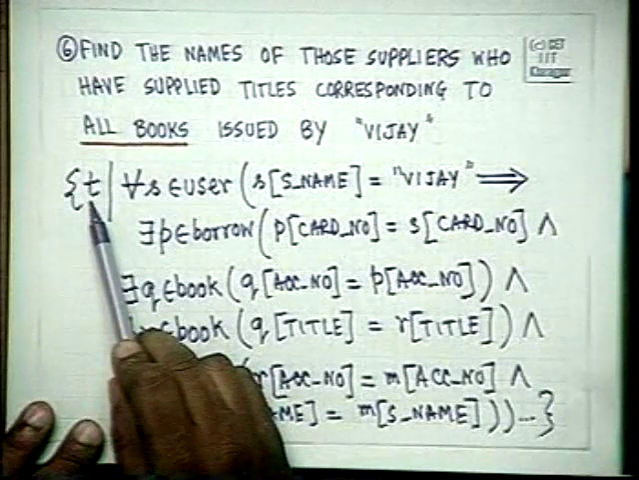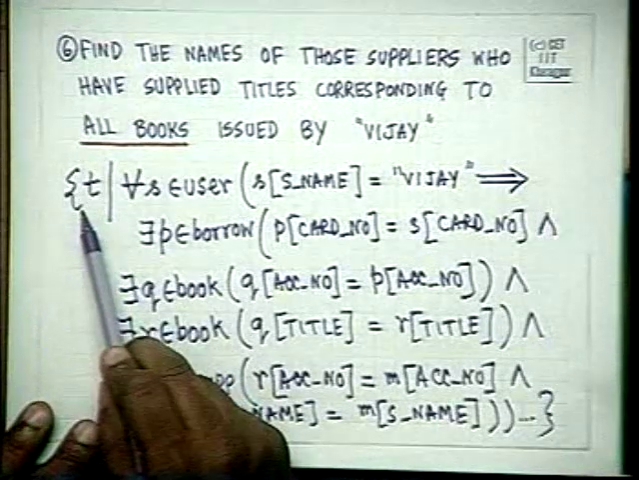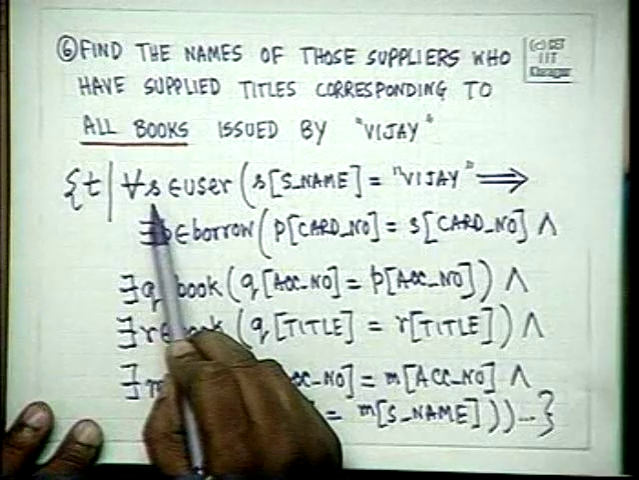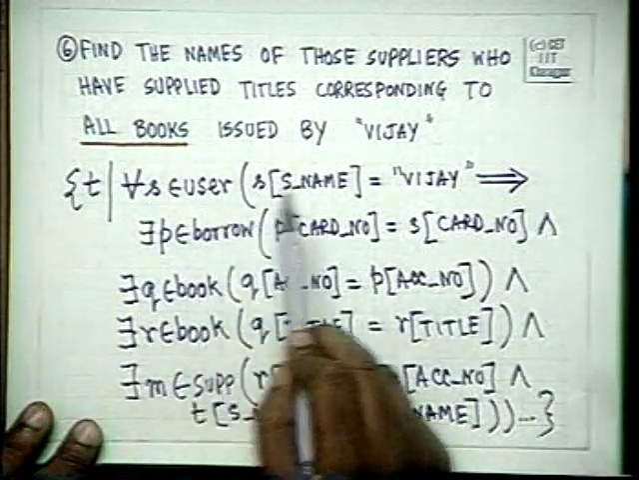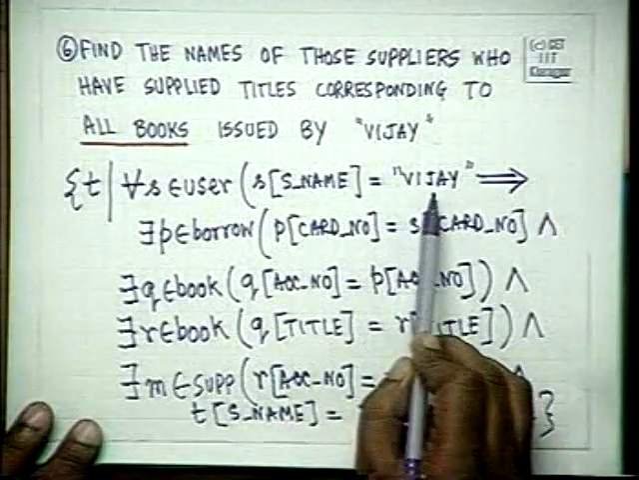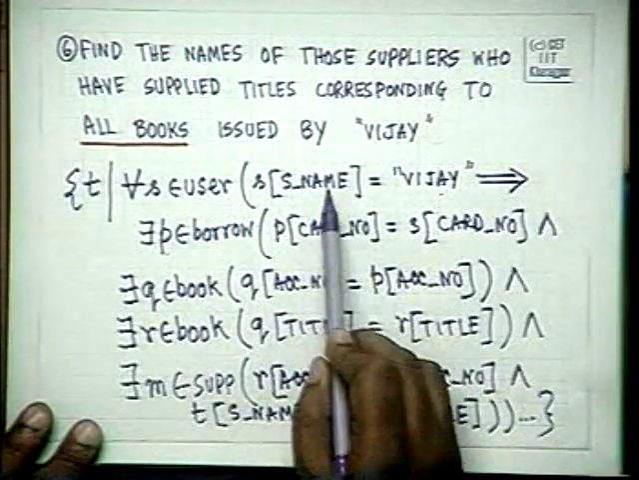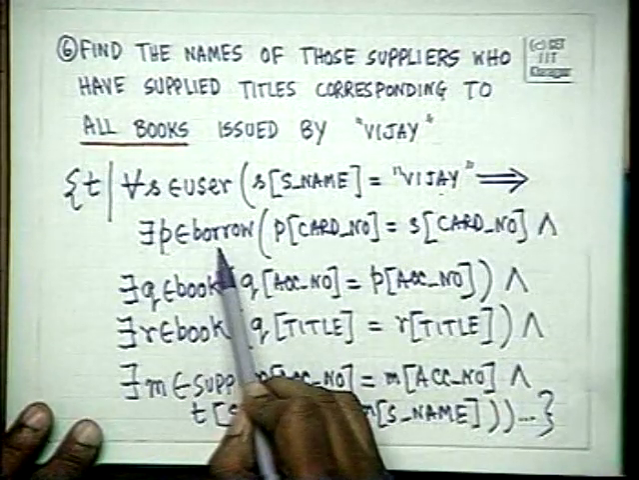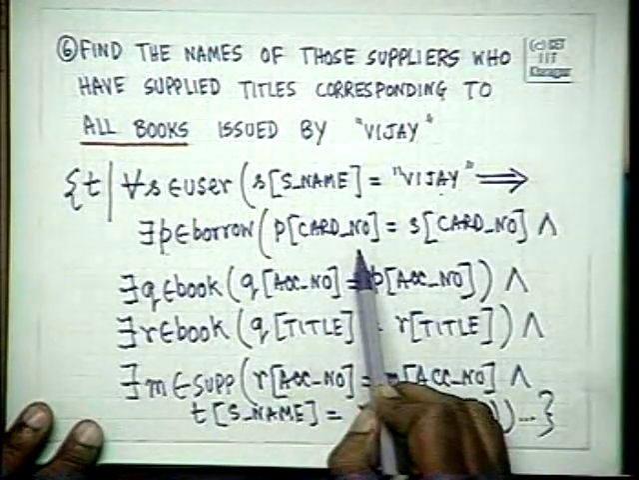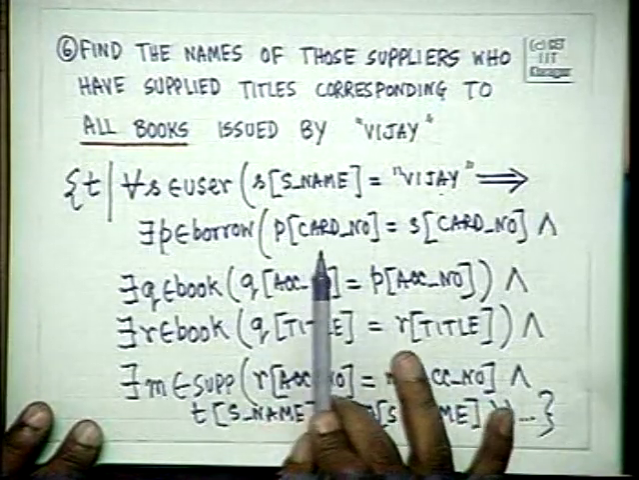I want, in this tuple, I will have only supplier name, and for this supplier name what must be true? I must see that for every S element of user, if it is not Vijay, I am least bothered. But if it is Vijay, then the card number of Vijay must match in the borrow relation. That is, Vijay must have issued some book. If Vijay has issued no book, it's trivially true. If Vijay has issued no book, I am not bothered. I don't want any answer to this relation.